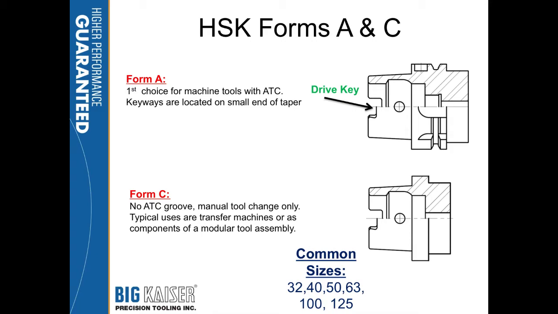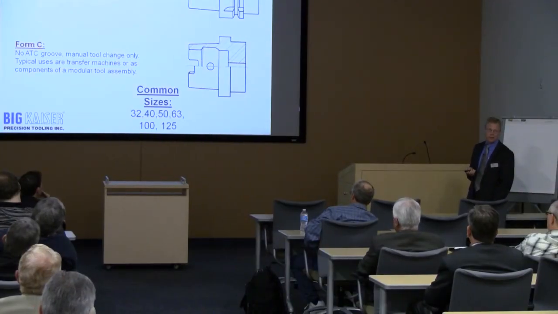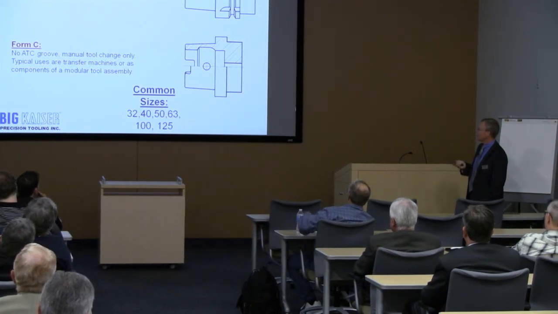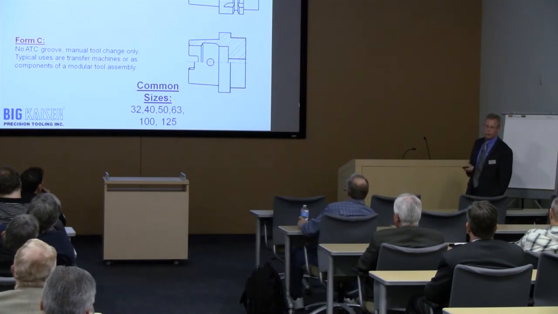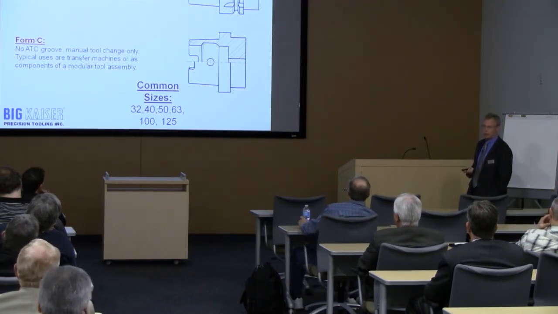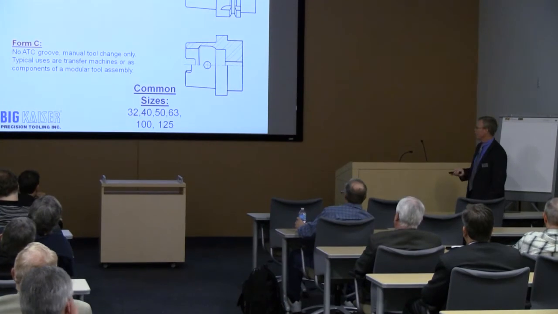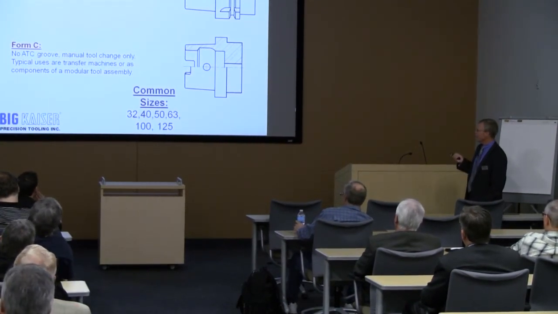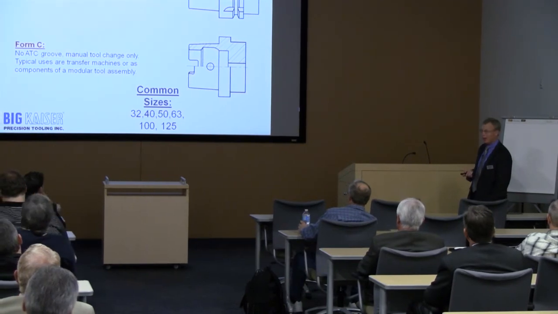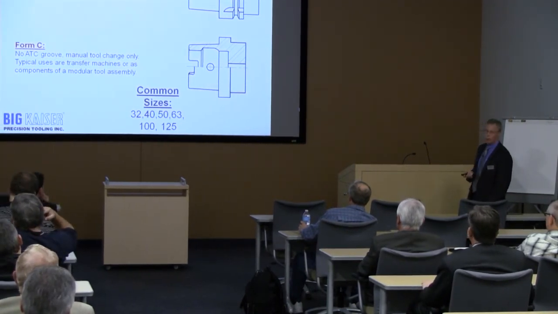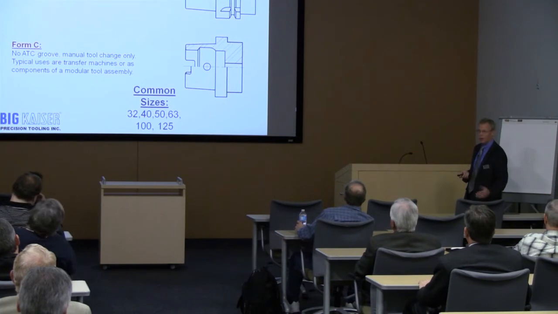Form C, so if I call out HSK 63C, is identical from this point forward to the A. But it doesn't have the V groove, so it's a manual tool change only. So you're going to see this on transfer lines or even on modular tools. Common sizes for the A and C are 32, 40, 50, 60, 63, 80, 100, 125. But it can go as high as 160.